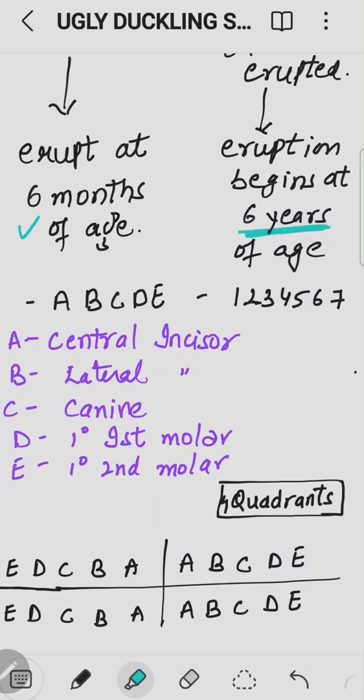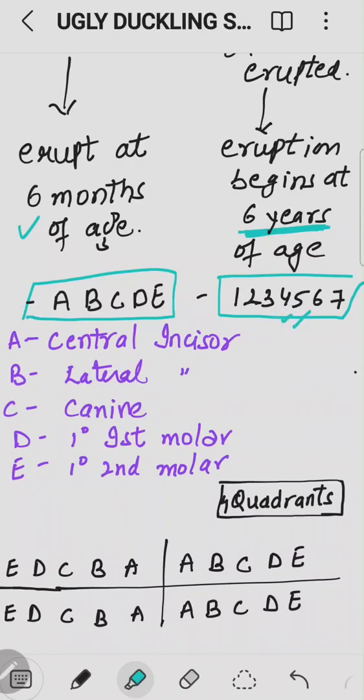The nomenclature differs a little bit in the primary and the permanent dentitions. In primary dentition, the teeth are named A, B, C, D, and E, whereas in the permanent dentition, they are numbered 1, 2, 3, 4, 5, 6, 7. As we all know, in permanent dentition, the premolars are present, which are not there in primary dentition. So these are the teeth which erupt into the oral cavity.